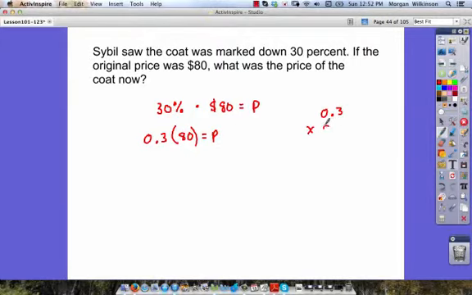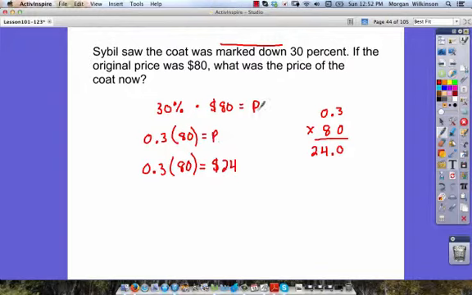0.3 times 80, well, we've got 0 as a placeholder. 8 times 3 is 24. Take the decimal out once, so bring it back in once, and we get 24. So the price, P, is $24. So what we're saying is 30% of $80 is $24. Now, $24, that's less than half of 80. $24, that's not our final price. $24, that has to be our markdown. So even though we called it P and said that was the price, that's actually the price marked down.